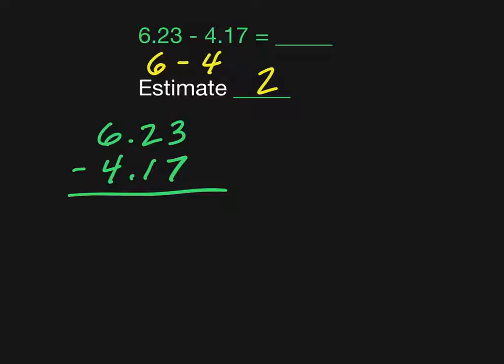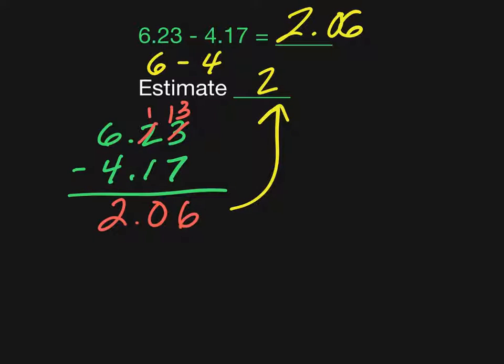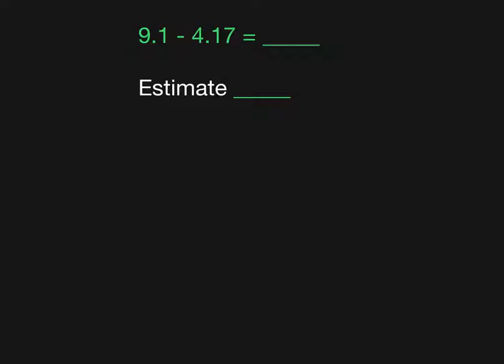Since we've completed our estimate, we lined our decimal points up. We do not need to add any zeros or extra numbers to be able to do this problem. And we just go ahead and follow our basic subtraction rules. Our answer is 2 6/100. Does that match up to my estimate? Sure does. So my final answer is 2 6/100. Let's take our next question.